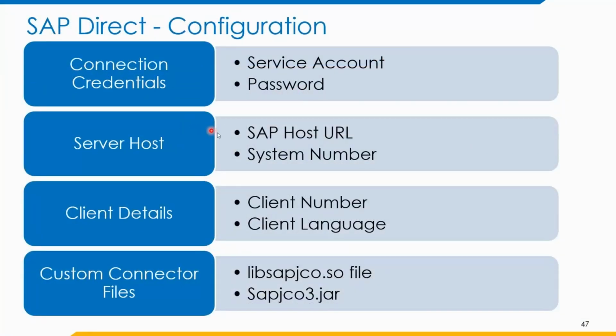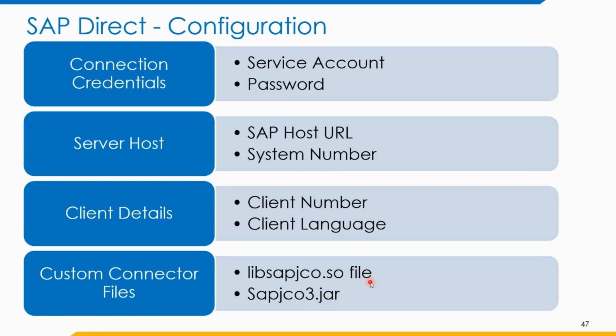In the server host section, you need to provide the SAP host URL and the system number. Coming to client details, you need to provide the client number and the client language. We have already discussed the SAP system number, client number, and client language, and how they differ. Coming to custom connector files, as a prerequisite we need the jco.so file and jco3.jar files. The .so file will depend upon where the SAP system is hosted.